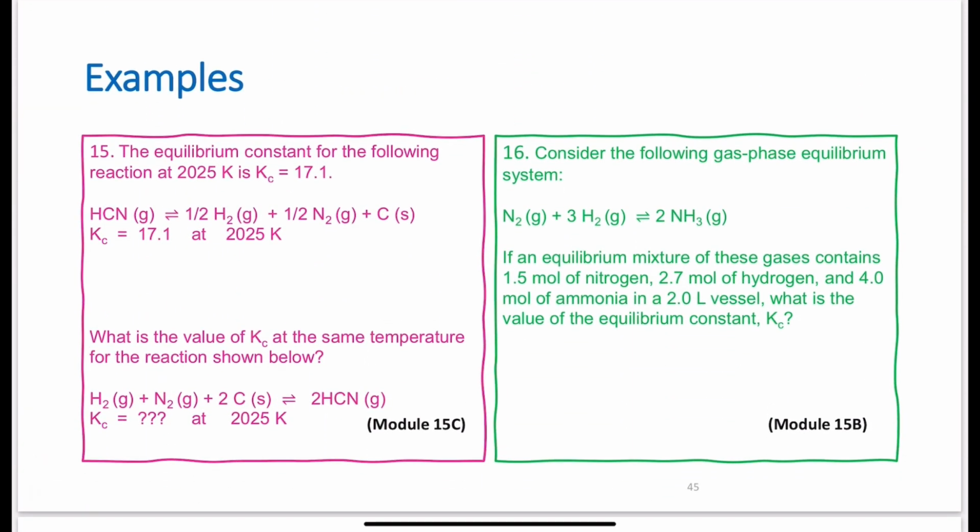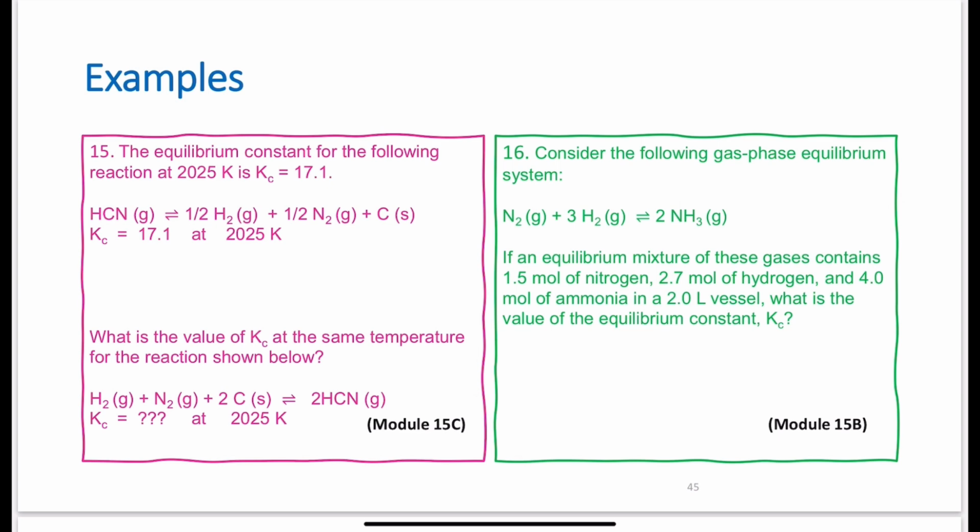Number 15, the equilibrium constant for the following reaction at 2025 Kelvin is 17.1. I've got HCN in the gas phase, plus a half mole of H2 gas, plus a half mole of N2 gas, plus carbon in the solid phase. Kc is equal to 17.1 at 2025 K. What is the value of Kc at the same temperature for the reaction shown below?